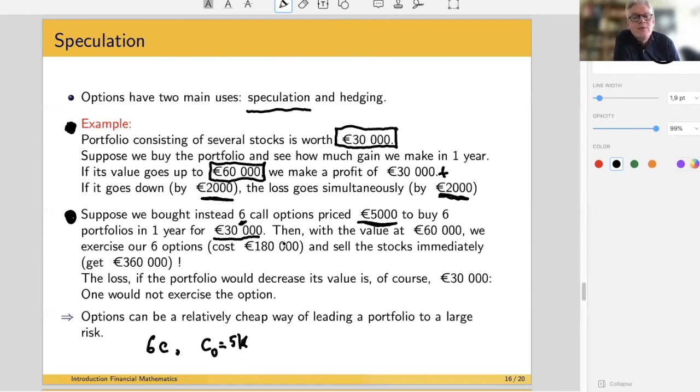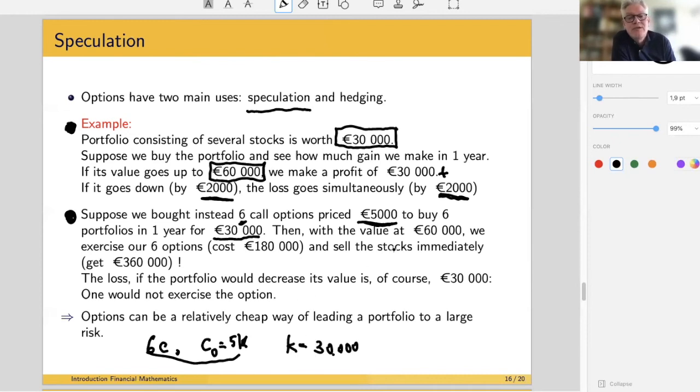And we see that we can buy 6 stock portfolios in 1 year for 30,000 each. So our strike price K is 30,000 and we have 6 of those. So we pay now 30,000 and we have the right to buy 6 of these portfolios, each one of them with a strike price of 30.